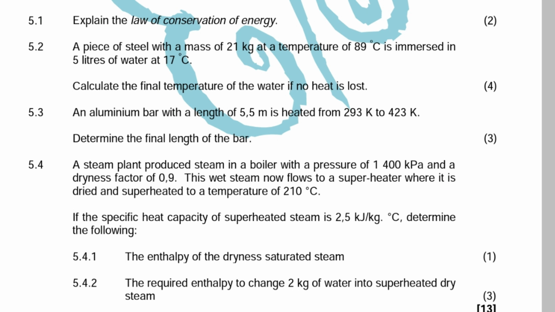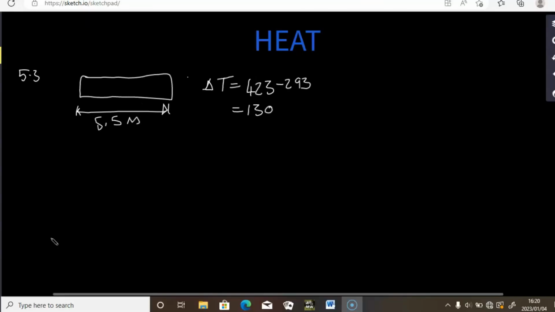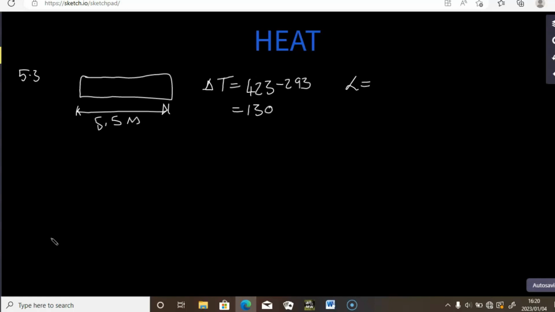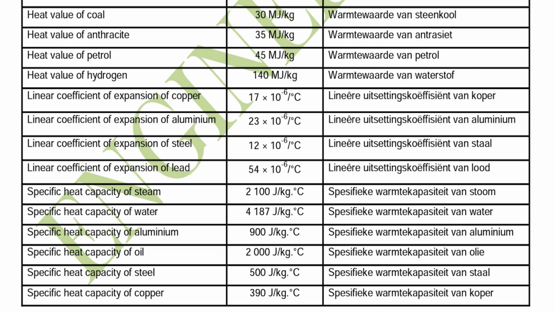Question 5.3 reads as follows. An aluminium bar with a length of 5.5 meters is heated from 293 kelvins to 423 kelvins. Determine the final length of the bar. We are given this information, and notice that there is no coefficient of expansion there. So we are going to extract the coefficient of expansion from the table that we have been talking about. We also used it on the previous question.